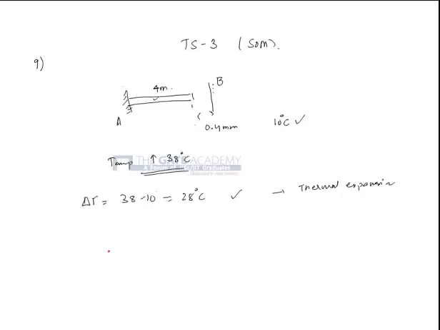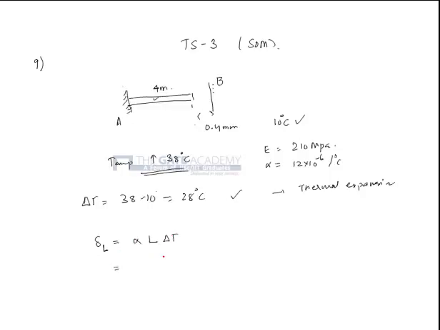steel bar. We are given two properties: the modulus is given as 210 GPa, and the coefficient of thermal expansion is 12 into 10 power minus 6 per degree centigrade. Now let's find out, assuming that B is not there, how much it can expand. That is given by the thermal expansion, L alpha delta T, assuming that B is not there.